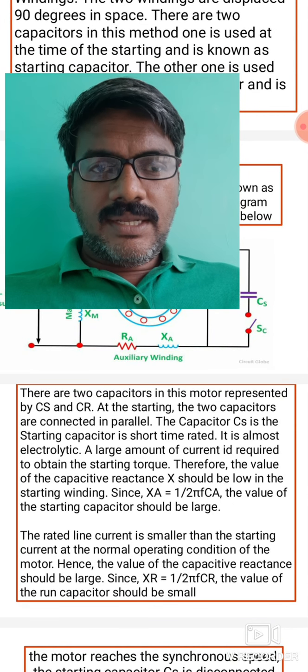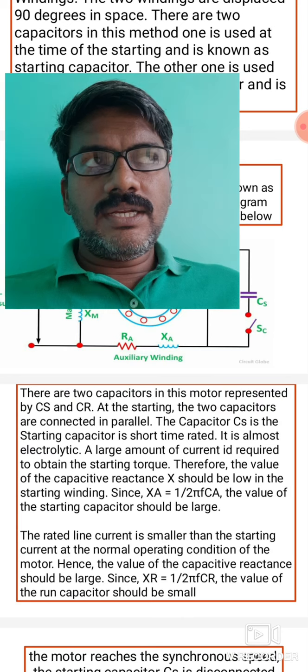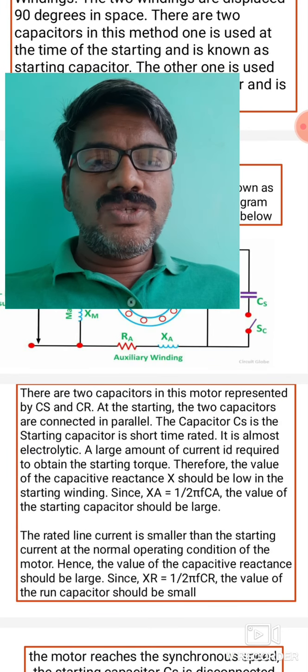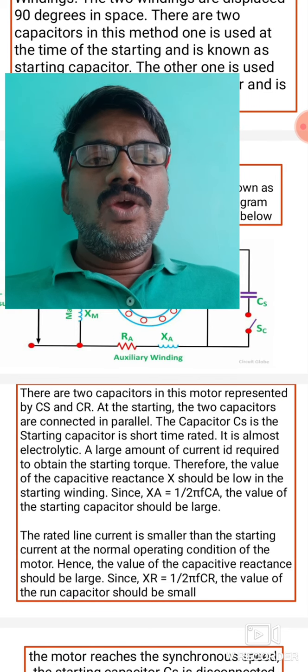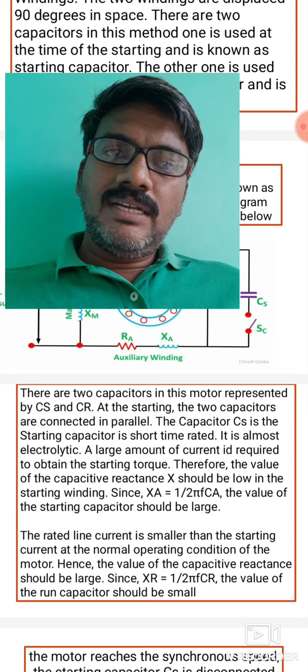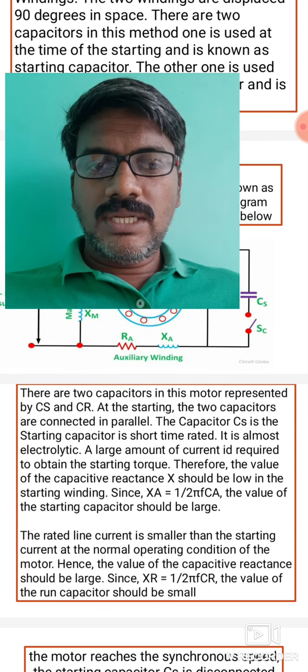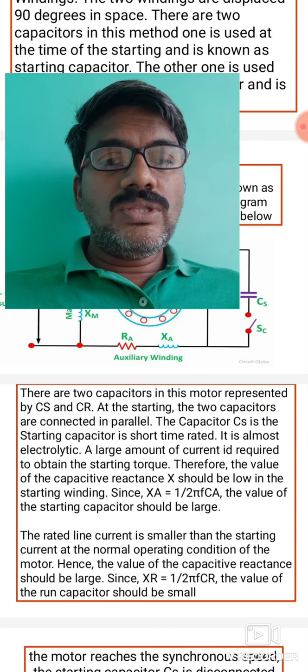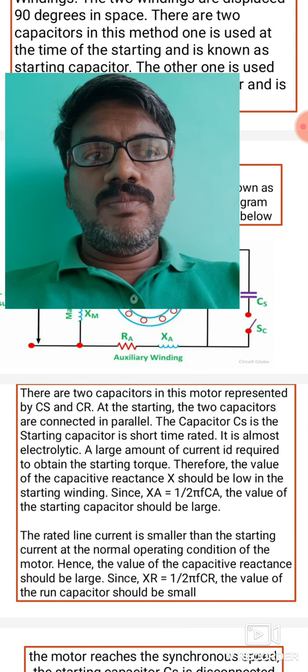Hence XA, the reactance of the auxiliary or starting winding, is equal to 1 by 2 pi F into CA. If we want a low value of XA at starting, since it is inversely proportional, CA must be very high. So the value of the starting capacitor should be large.